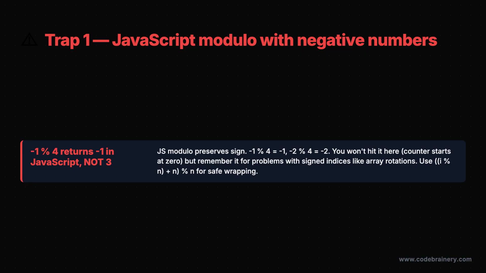Trap 1. JavaScript specific. The remainder operator with negative numbers is weird. -1 modulo 4 is -1, not 3. You won't hit it here because the counter starts at 0. But remember it for problems with signed indices, like rotations.